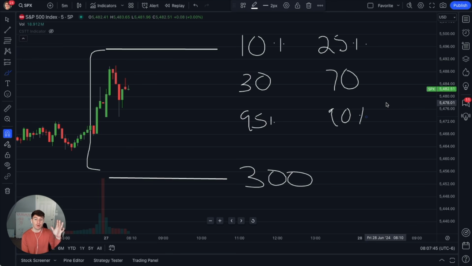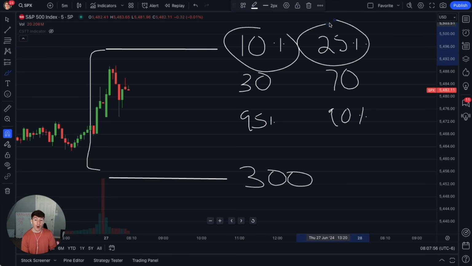This is one of the most popular and widely used DTE strategies, and it's so simple, right? We just go plus 20, minus 20, we create the iron condor, and then we manage it at 10% or 25% depending on what we want. And so again, we have defined risk and everything.